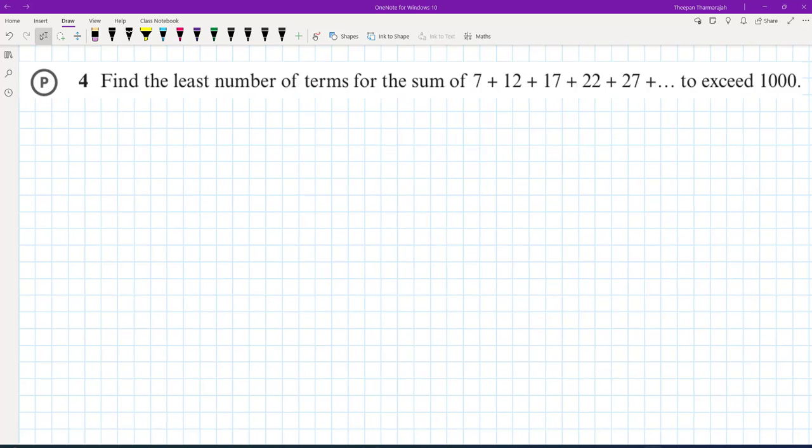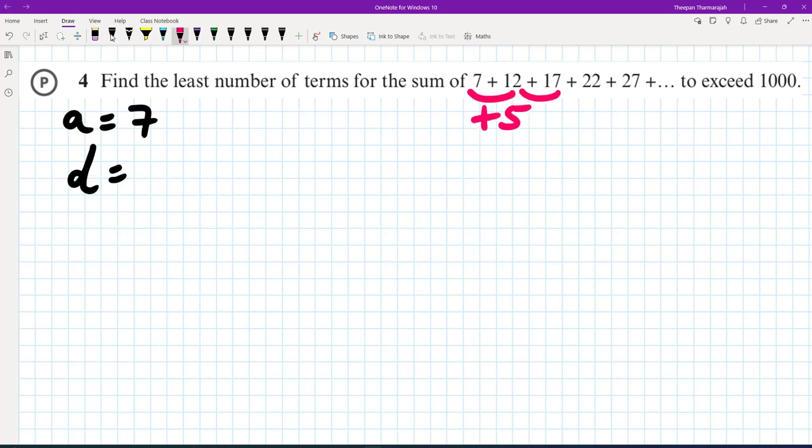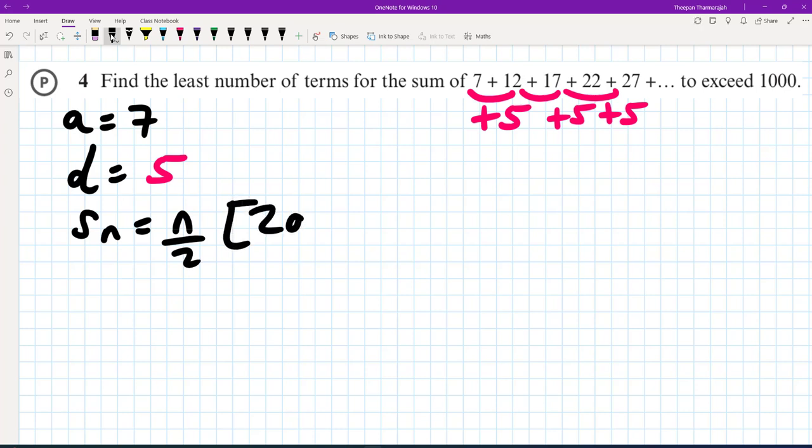Here's a question for you to try. You can pause the video, and when you're done, I will go through my worked solution. Okay, welcome back. So it's the same principle as the example, really. So a is 7. We need to find the common difference. We can see the common difference here is going to be plus 5 every single time, and so on. So the common difference is 5. And then we can work this out using the Sn formula. So Sn is n over 2 times 2a plus n minus 1 times d.